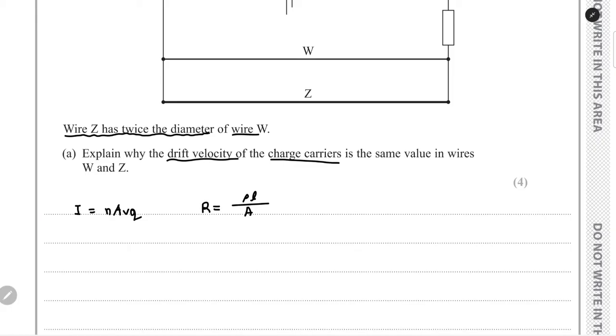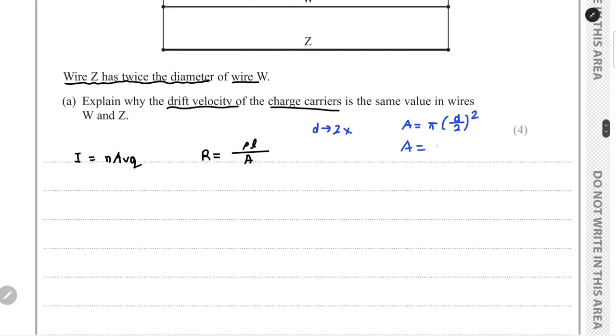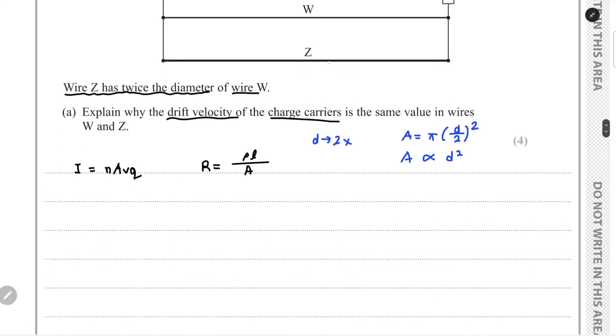The change over here is in the area. If the diameter is doubled, the area will be quadrupled, because the cross-sectional area of the wire is equal to pi times d by 2 squared. So the cross-sectional area A is pi d squared by 4. Pi by 4 is a constant, so area is proportional to d squared. Here the diameter of Z is doubled, so the area of Z is 4 times the area of W. So area of Z is 4 times area of W.